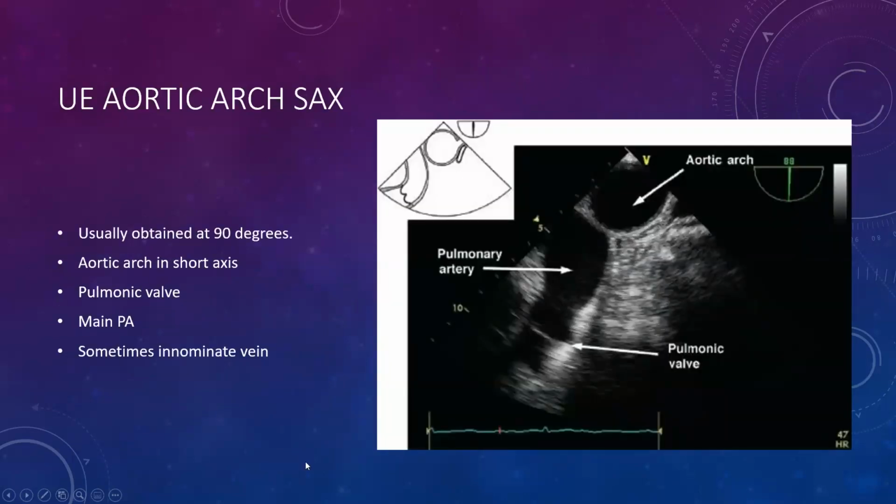Here we have the upper esophageal aortic arch in short axis. Anytime you have something in long axis, if you want to get to short axis, just go 90 degrees and vice versa. Right. Here you can see the pulmonic valve, a little bit of the RVOT. This is going to be your main pulmonary artery. Here's your aortic arch in short axis. Here you can kind of see the innominate vein.